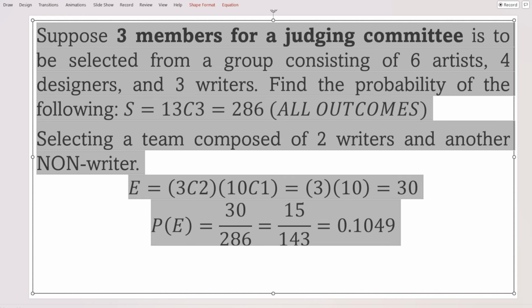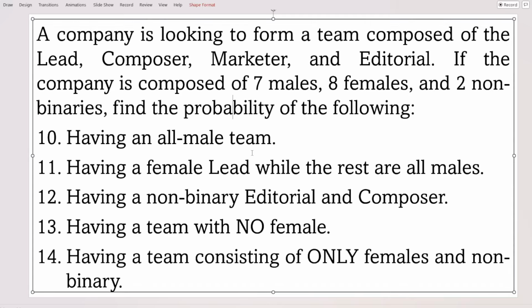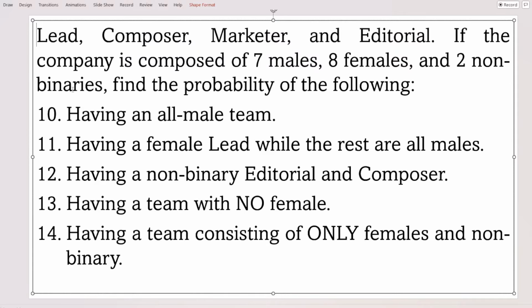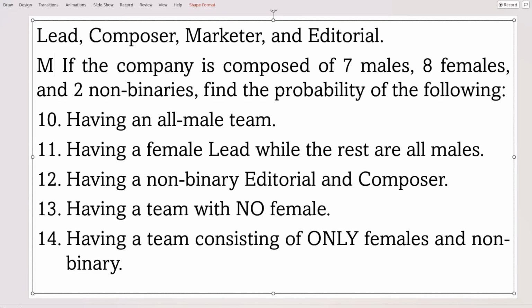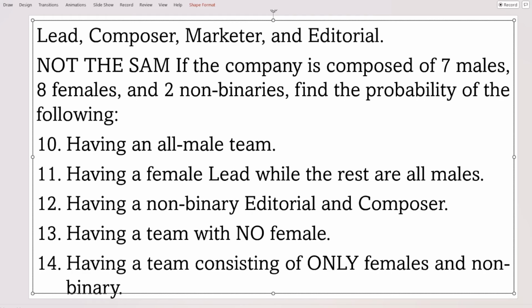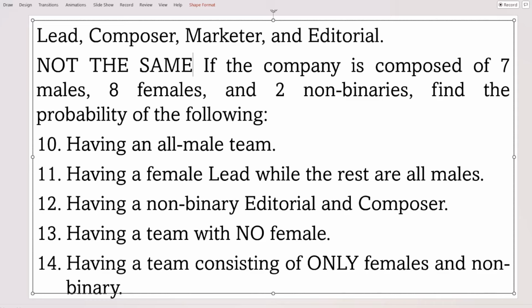Okay, so let's move on to the next slide. This one is actually a bit harder. Okay, because if you look at it, we are looking for a lead, composer, marketer, and editorial. So I'm going to delete this one. Okay, so how many people are we looking at? One is the lead, second is the composer, third is the marketer, fourth is the editorial. The question is, are these all the same positions? Okay, of course, obviously, they are not the same positions. The lead is different from the composer, composer different from the marketer, etc., etc.